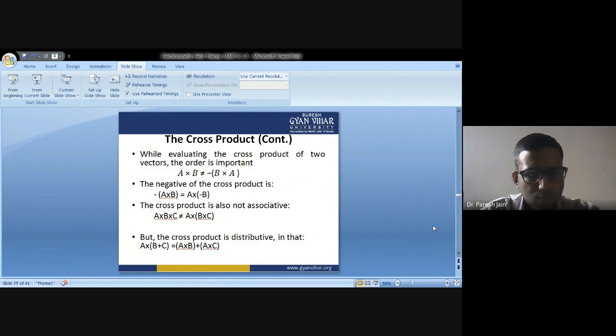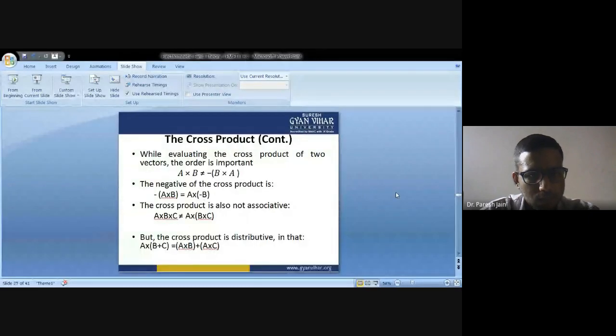The negative of the cross product, minus of A cross B, is equal to A cross (minus B). The cross product is also not associative, that is, A cross (B cross C) is not equal to (A cross B) cross C.